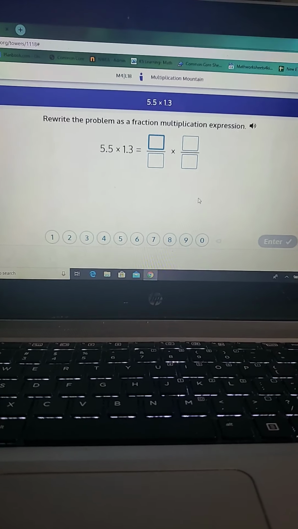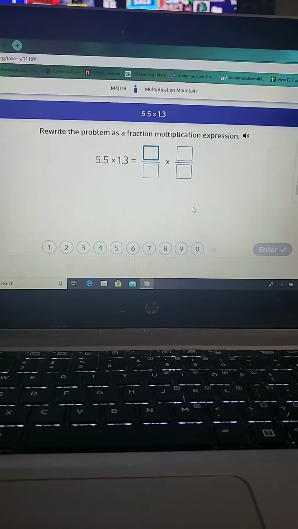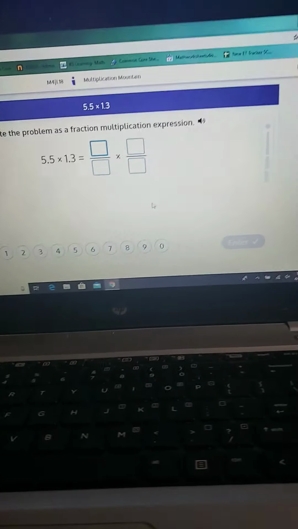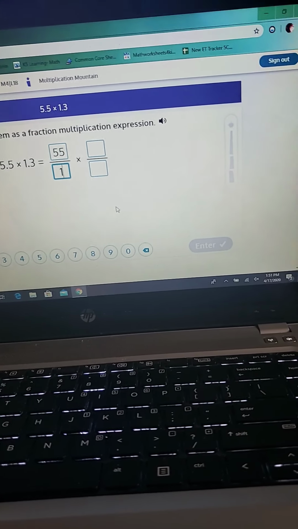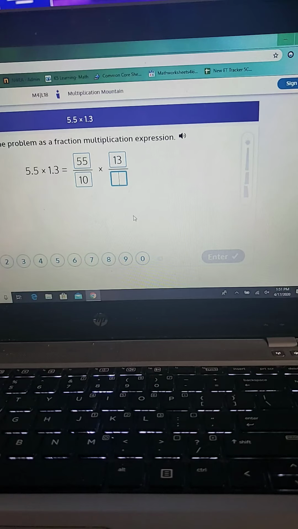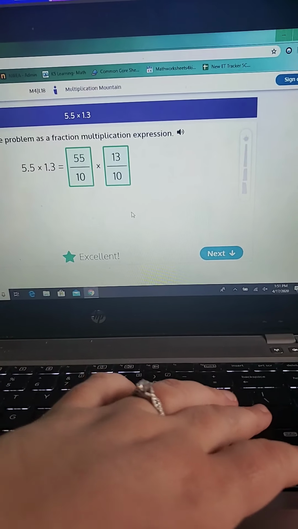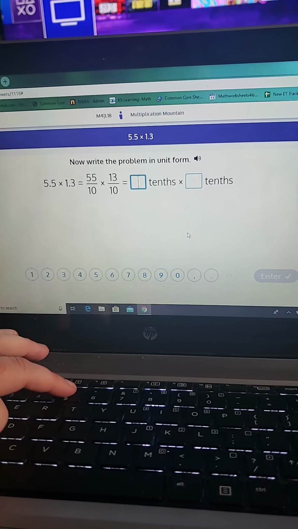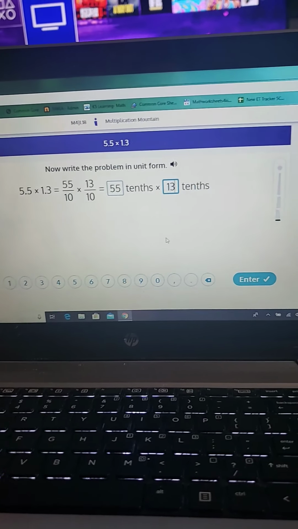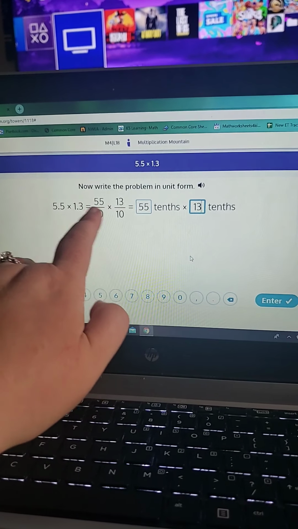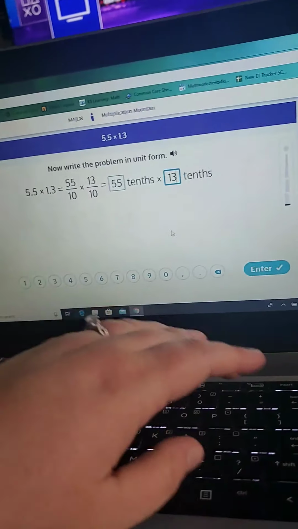Both of those only have one number behind the decimal, which means both of them are going to be over 10. So 55 over 10 and 13 over 10. That means we have 55 tenths and 13 tenths. Whatever yours is, that means that you're going to take these numerators and put them in these boxes. That's all that means.